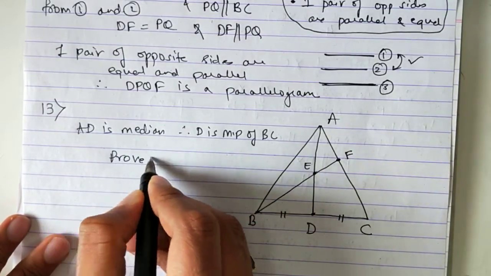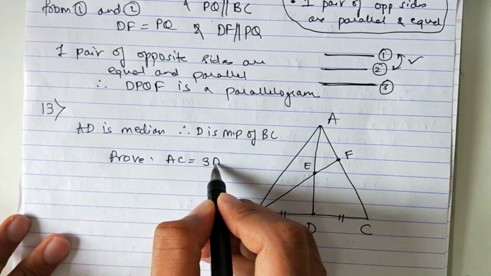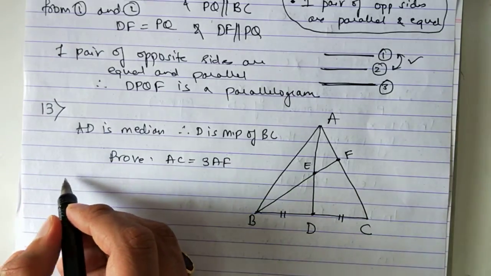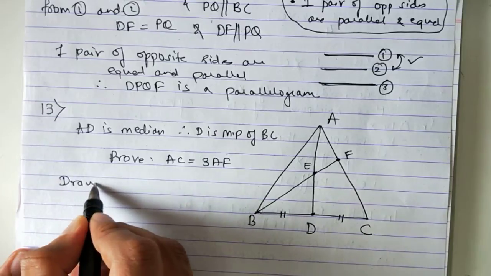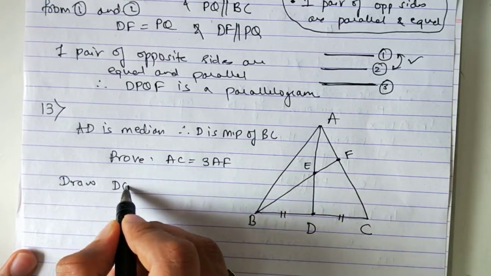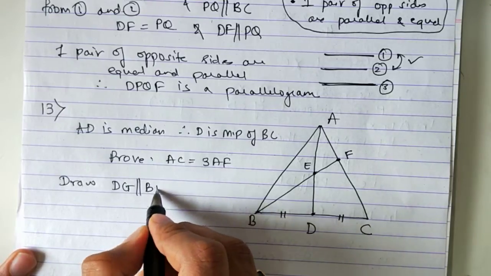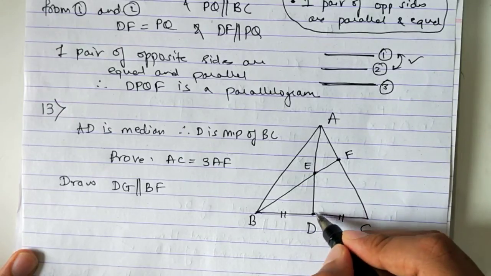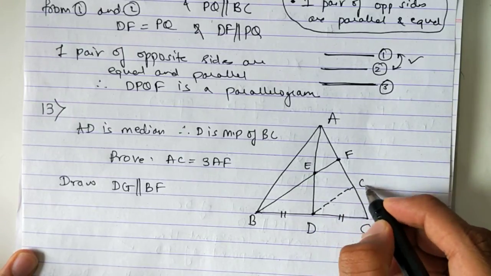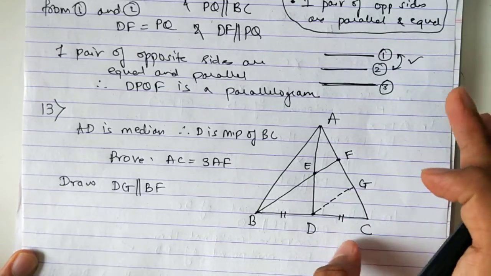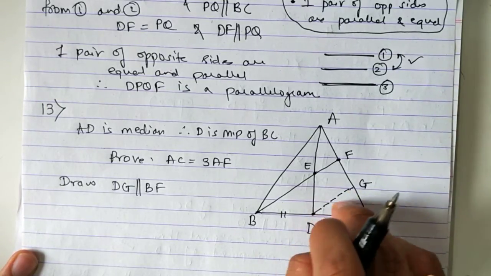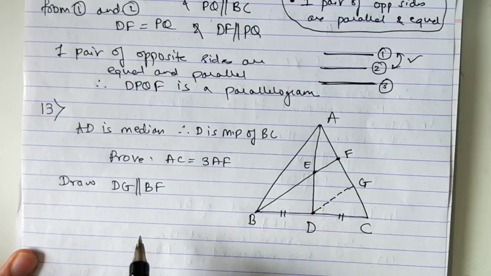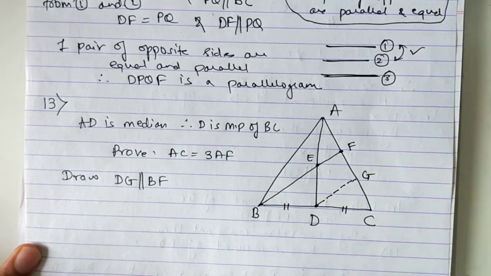So to prove that AC is 3AF, let's do some construction here. Draw DG parallel to BF. See this line, construct one line here which is named as DG. You can do construction in geometry. Okay, so construct one line here DG which is parallel to BF. So draw DG parallel to BF.